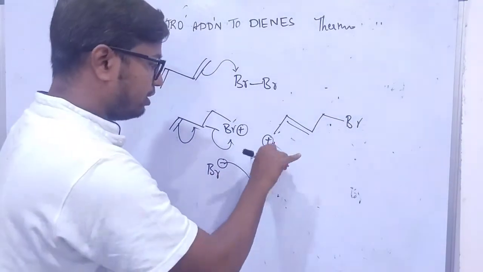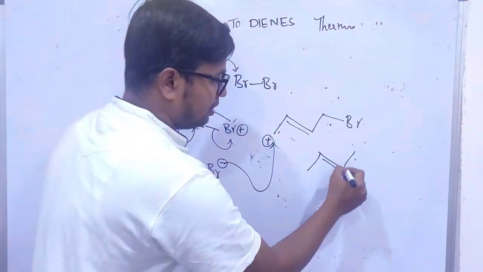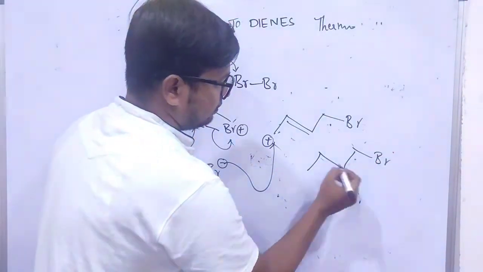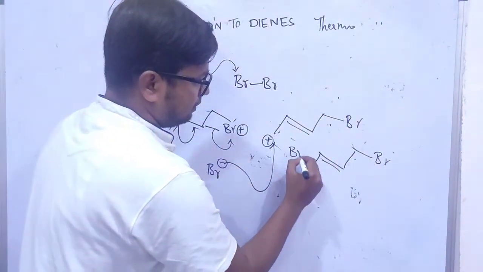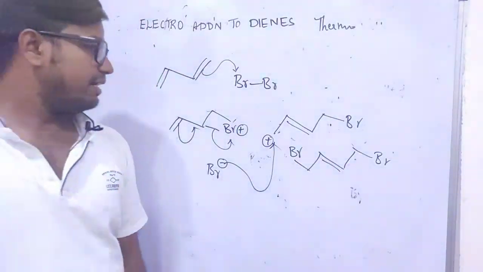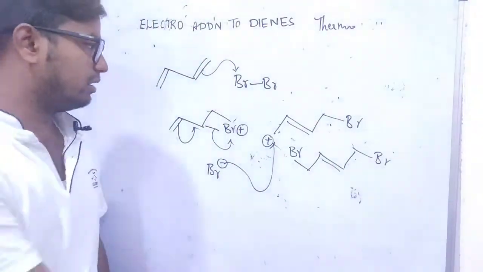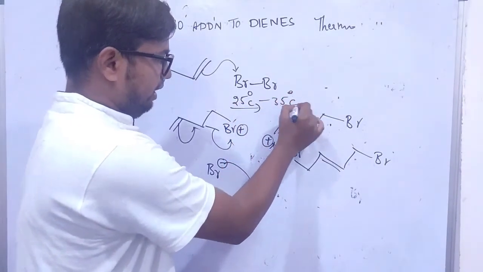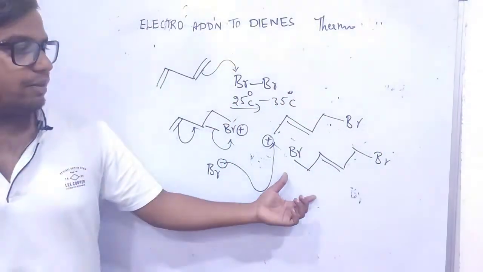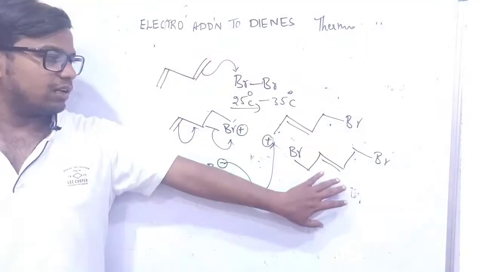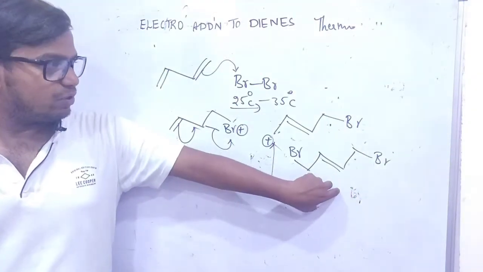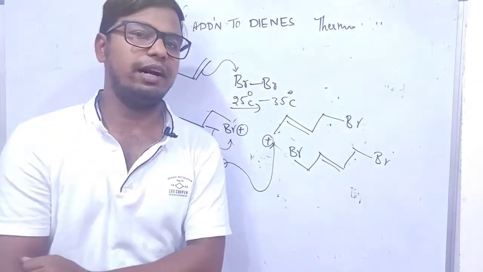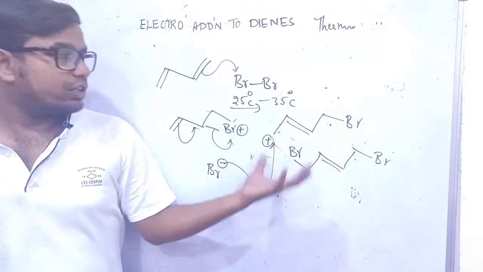This Br minus is going to attack here, resulting in the formation of this product, and it is thermodynamically controlled. That means it happens around 25 to 35 degrees centigrade. So it is controlled by the temperature. Whenever you increase the temperature, the product formed is this one, and whenever you use low temperature, the product formed is the one we described previously. That is the difference you must remember.